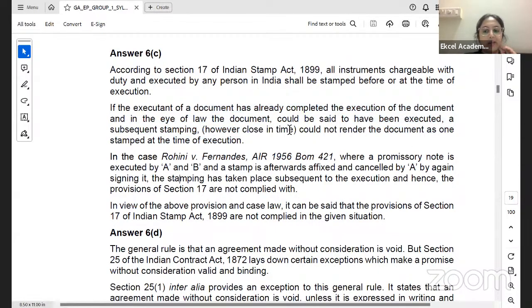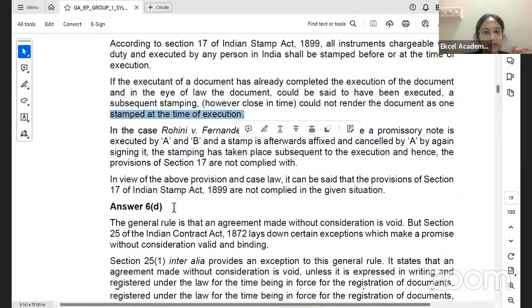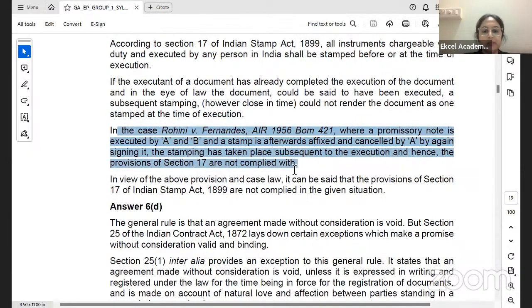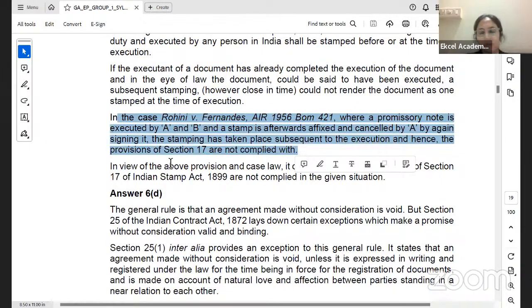Okay, so it could not render the document as one stamp. If it is done after the execution, then it is not a proper stamping. So in this case, one case reference they have given. If you know it, you can write it; otherwise also no problem.